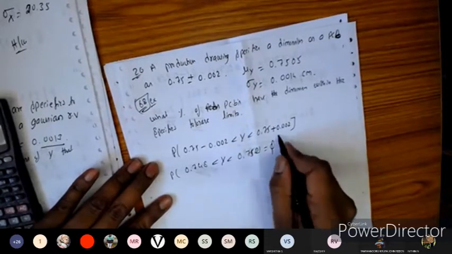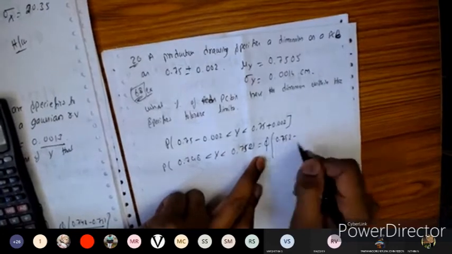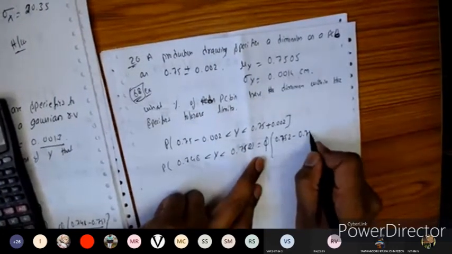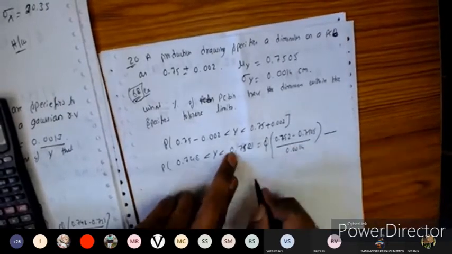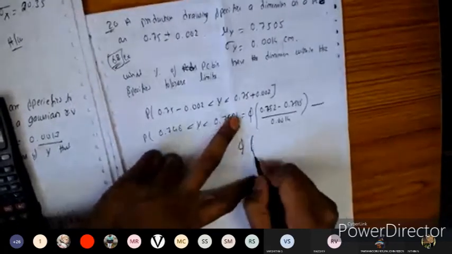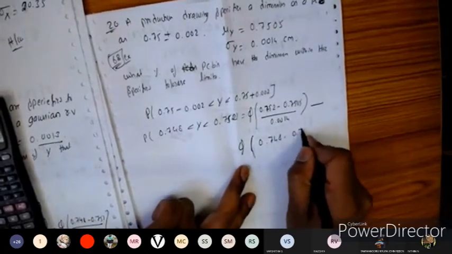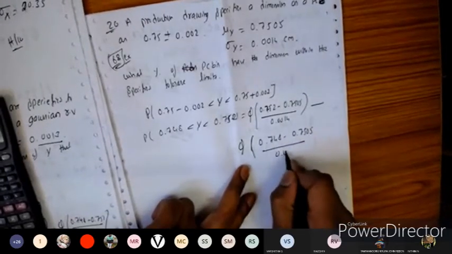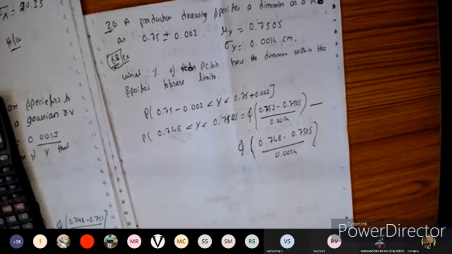So this is phi of y2 minus phi of y1, that is phi of (0.752 minus 0.7505) divided by 0.0014, minus phi of the x1 value, which is (0.748 minus 0.7505) divided by 0.0014. Okay, so the rest of the calculation you can do as homework here. Can you do the remaining part as homework?